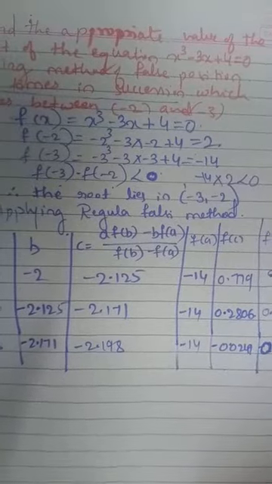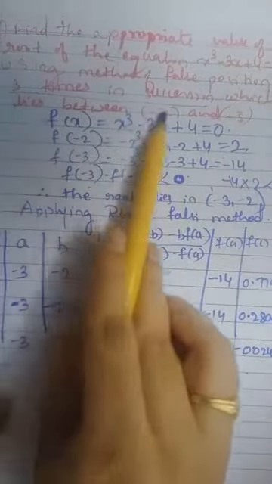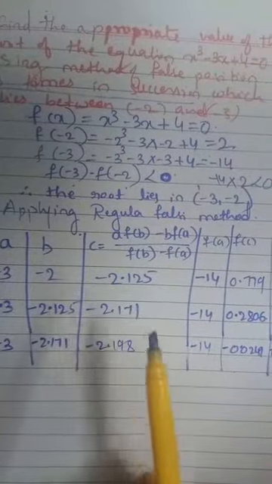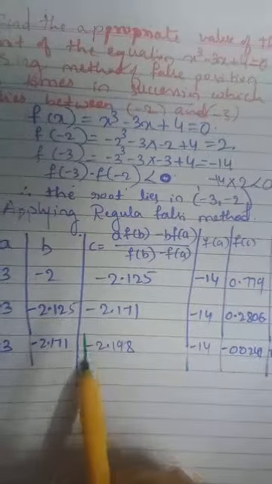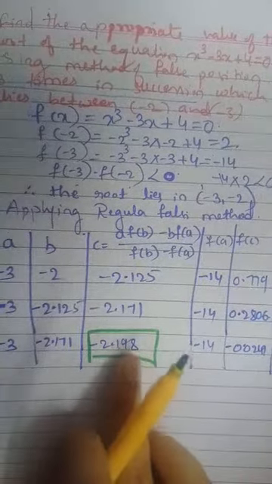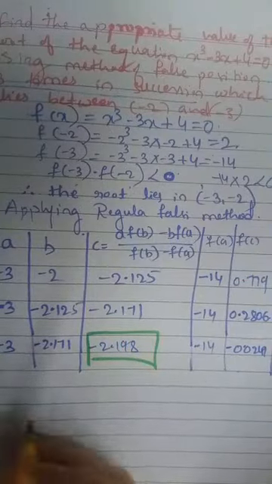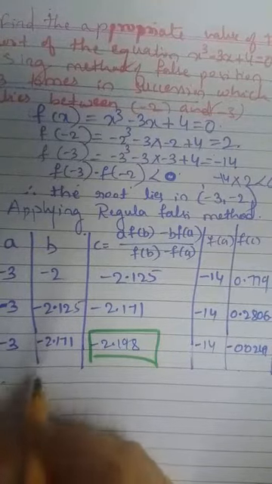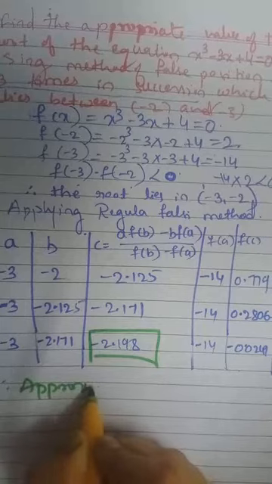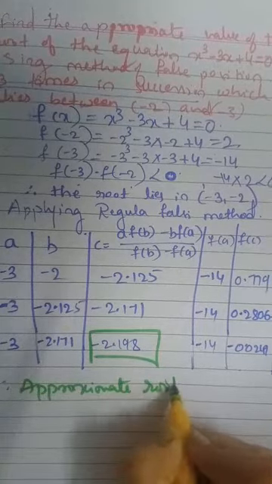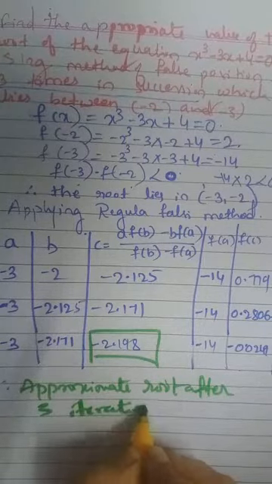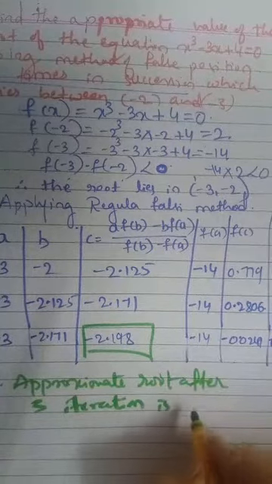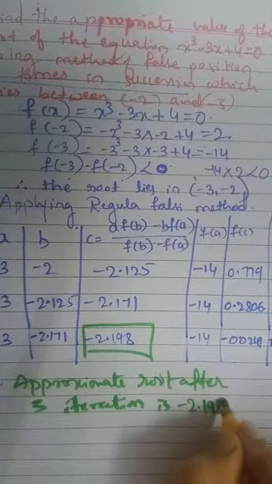Okay, now 3 iterations are over. As they have told, we have to carry out 3 successive iterations. When we have carried out 3 successive iterations, we get the value of the root in the column of c. So this is my approximate root for the given equation, x cube minus 3x plus 4 equals 0. Therefore the approximate root after 3 iterations is minus 2.198.